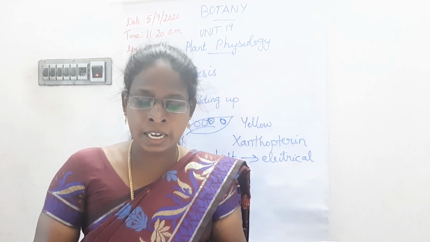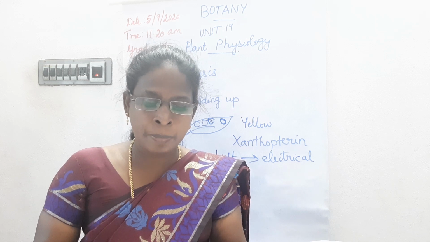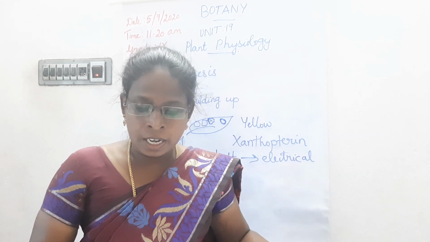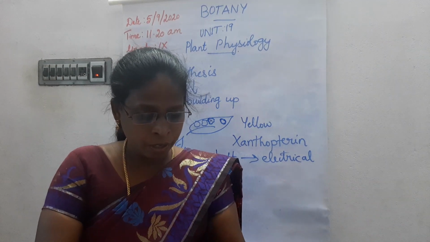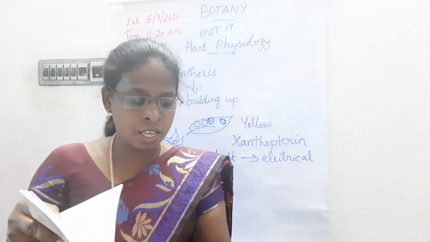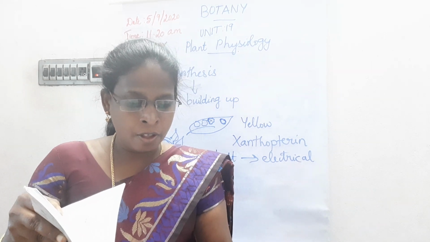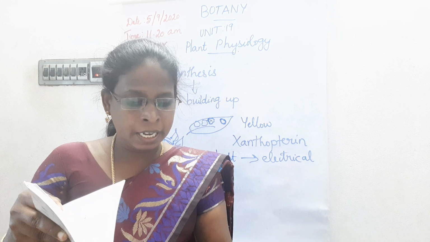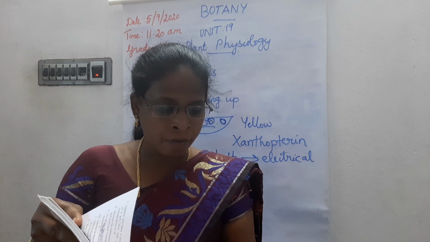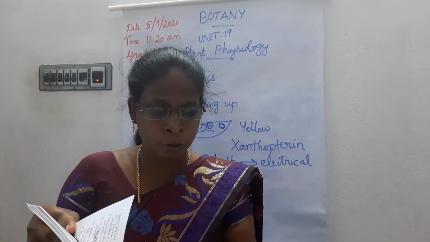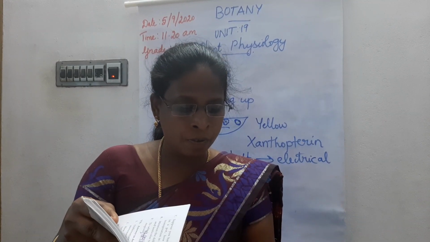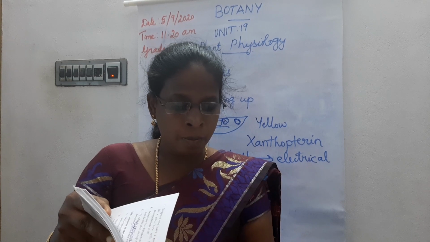Then the same question, B part. Green plants are autotrophic in their mode of nutrition. Why? That answer is in page number 228. Photosynthesis heading is there, no? That para fifth line. You see, green plants are autotrophic in their mode of nutrition because they prepare their food materials through a process called photosynthesis.